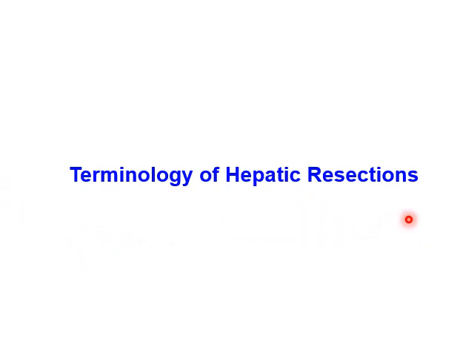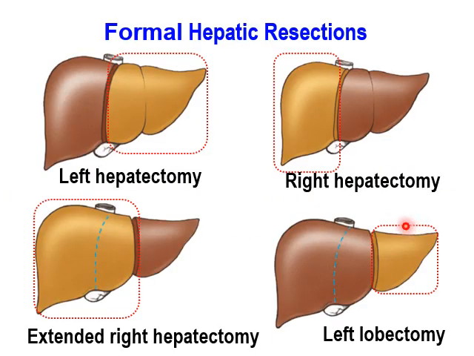The terminology of hepatic resections. If we surgically remove the left surgical lobe, it will be left hepatectomy. If we remove the right surgical lobe, it will be right hepatectomy. If we remove the right surgical lobe plus segment 4, it will be extended right hepatectomy. If we remove segments 2 and 3, it will be left lobectomy.